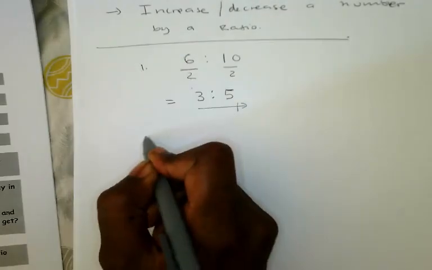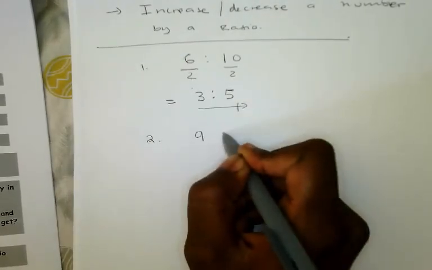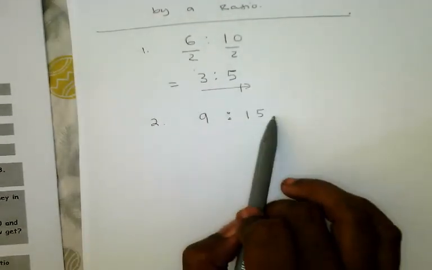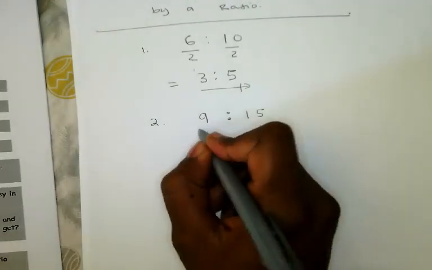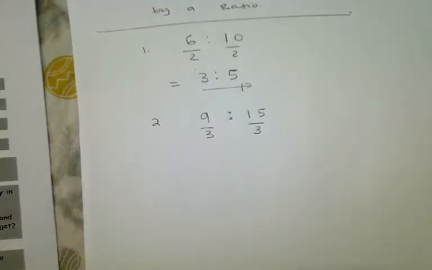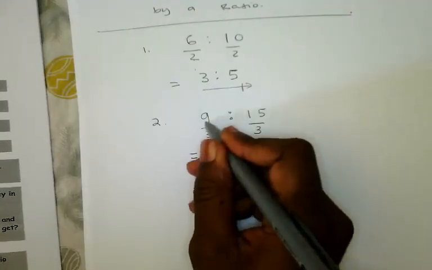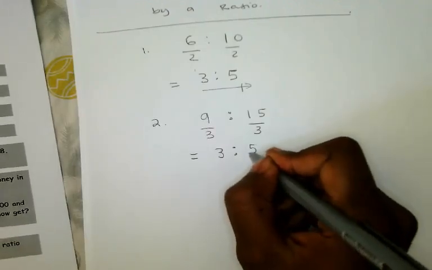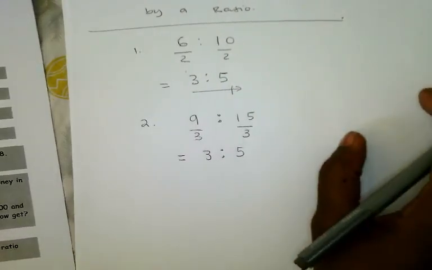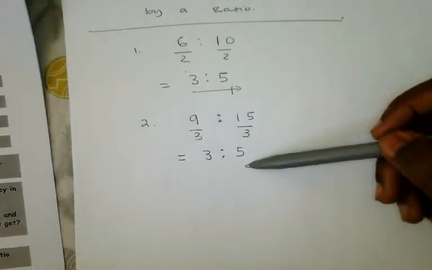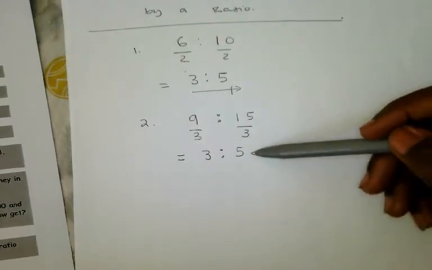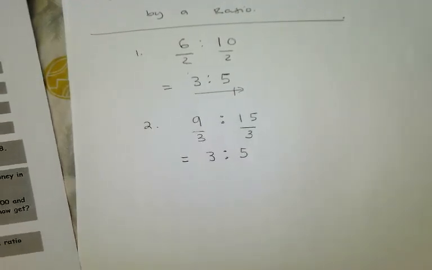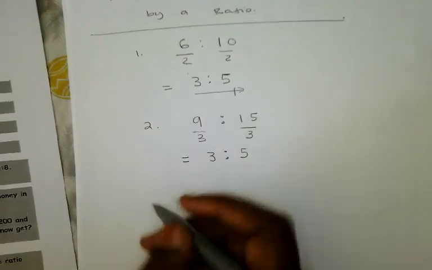Another question. 9 is to 15. Look for a number that can go into 9 and 15 without a remainder. Divide both sides by 3. 3 goes into 9 how many times? 3 times. 3 goes into 15 how many times? 5 times. So almost similar, can you see? Then you ask yourself, have I simplified fully? Can I find a number that can go into 3 and 5 without a remainder? No. Okay, moving along.